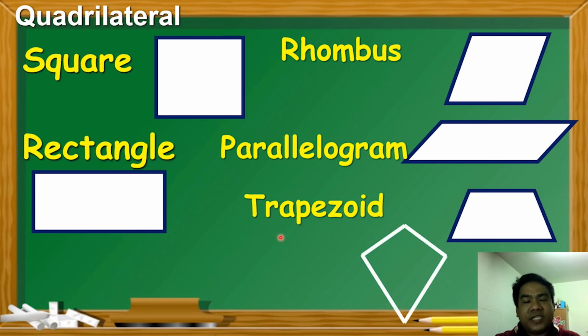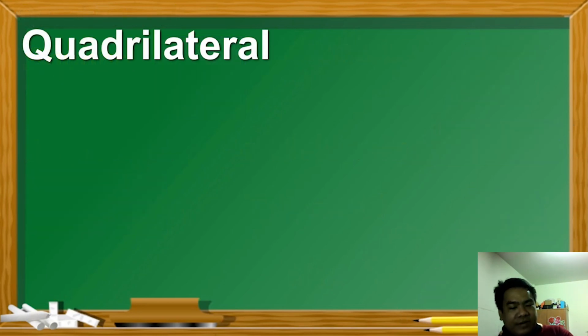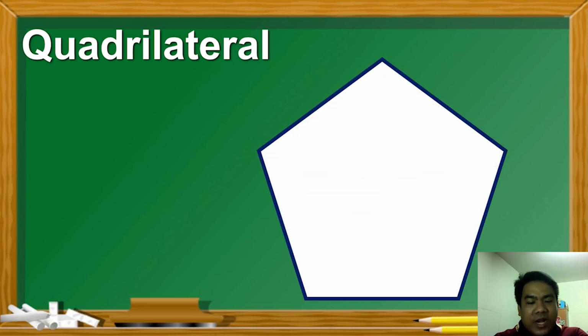Next, what is this? Kite. So this is a kite. It has 4 sides. The 2 sides that are next to each other are the same. So this one is the same, and 3 and 4 are the same. So we call that one a kite. So, very good.